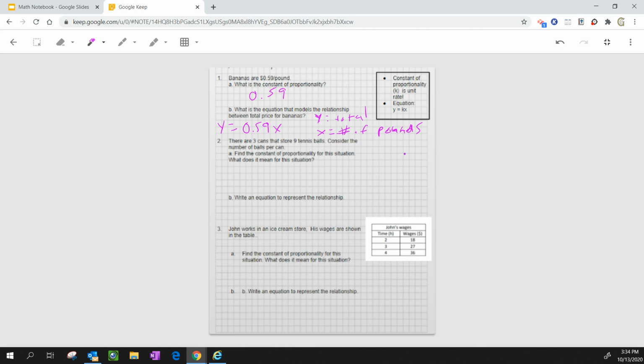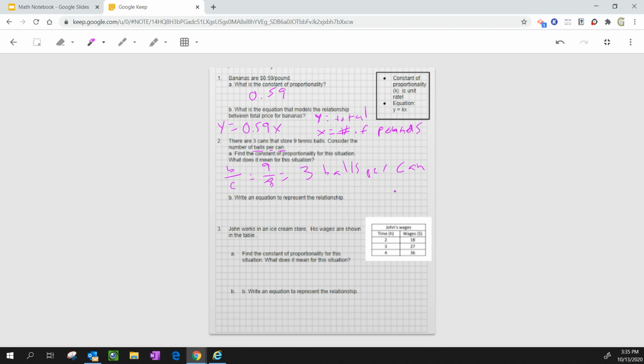It told us we were supposed to do balls per can. So I'm going to do balls divided by can. My balls number was 9 and my cans number is 3. So my constant of proportionality would be 3, because 9 divided by 3 is 3. What does it mean in the context of the situation? If I give it its labels back, it means that there are 3 balls per can. And that's pretty much it. 3 is your constant of proportionality, and then you have balls per can.